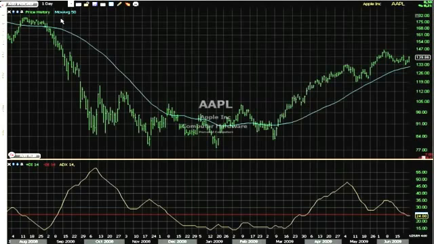I'm using a 50 moving average. My rule simply states that if the slope of the MA is down, we got a downtrend. If there's no real slope in the MA, we got sideways. And if the slope is up, we got an uptrend.